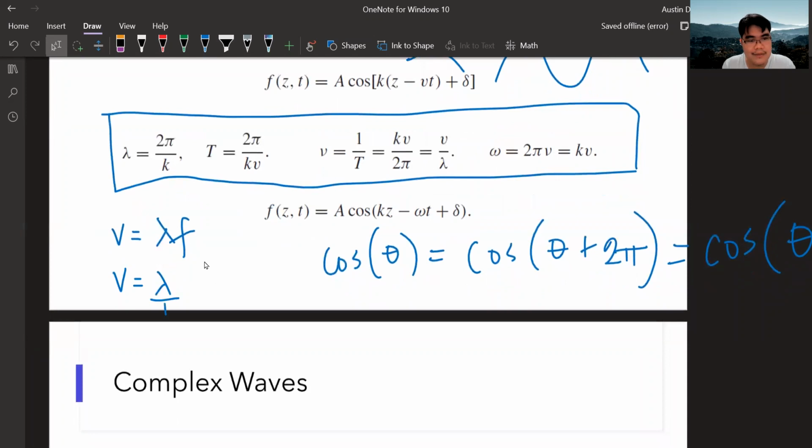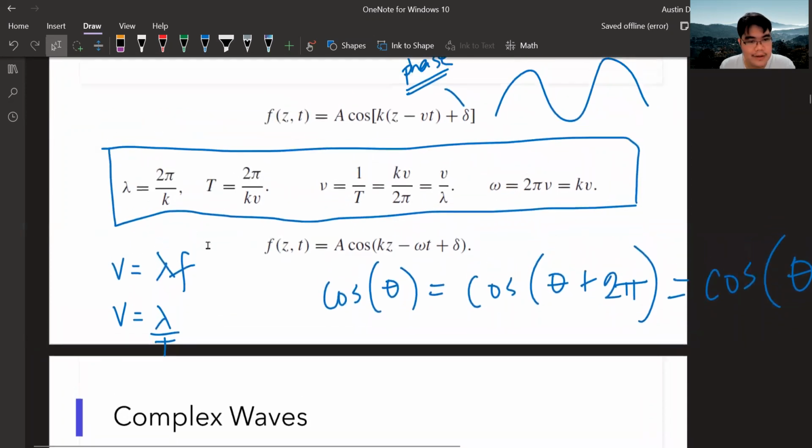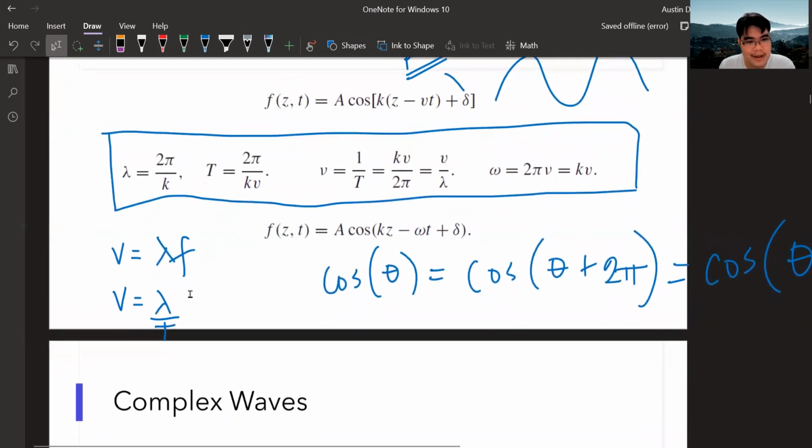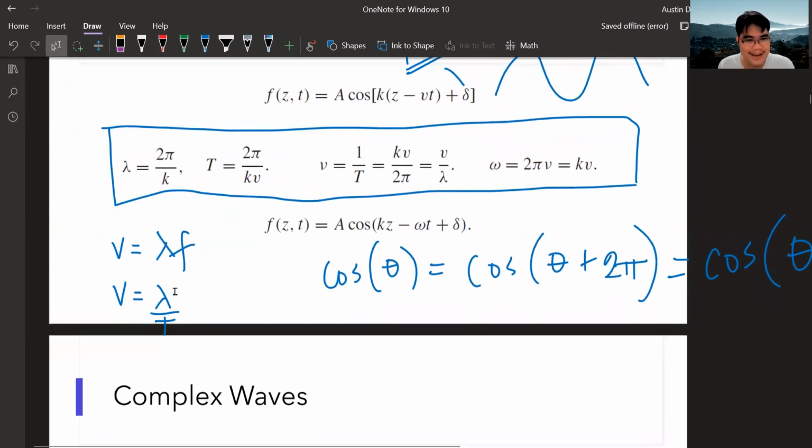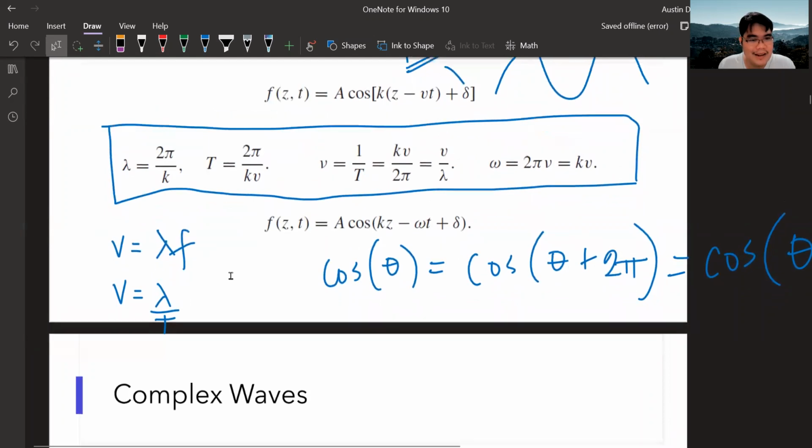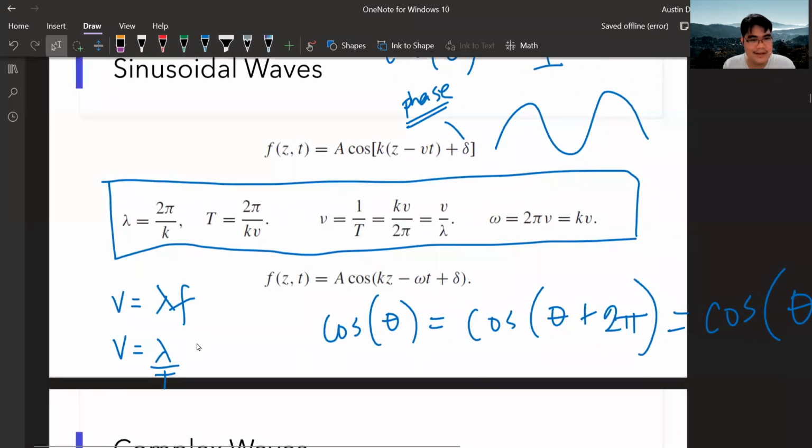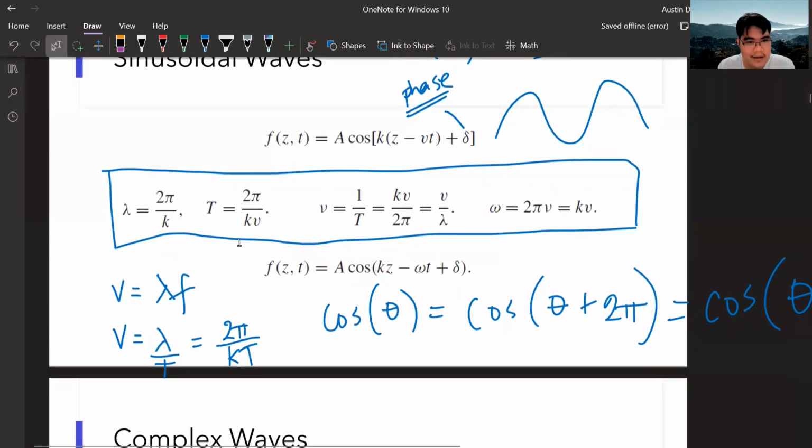Lambda over time, or the period. So length over time, right? Wavelength over time. Makes sense, di ba? And then your lambda, if we relate it to the wave number, would be 2 pi over k. So, ayan, ito siya.